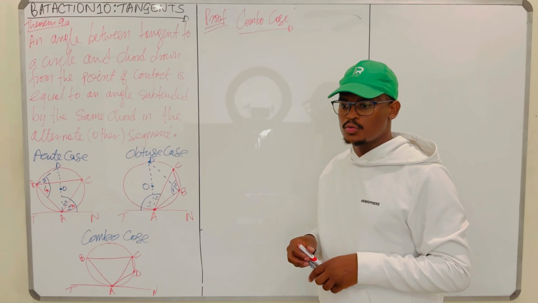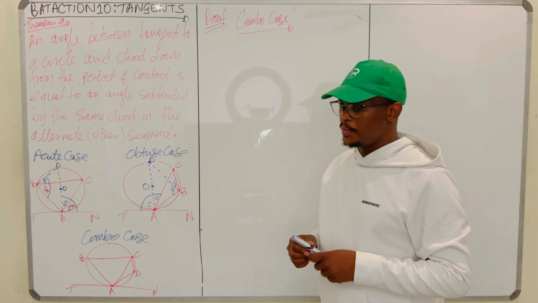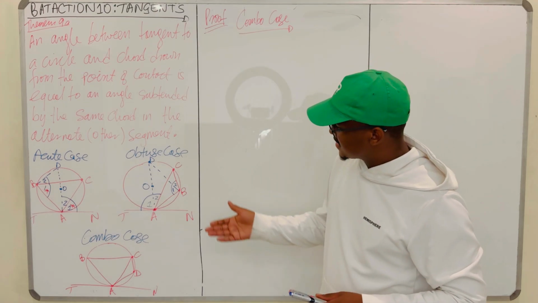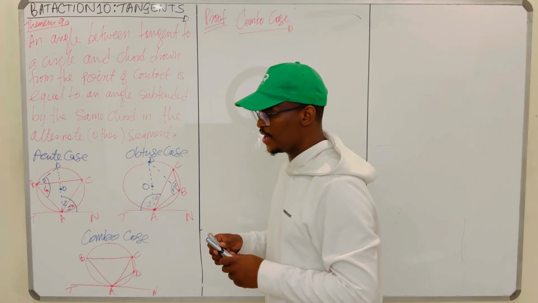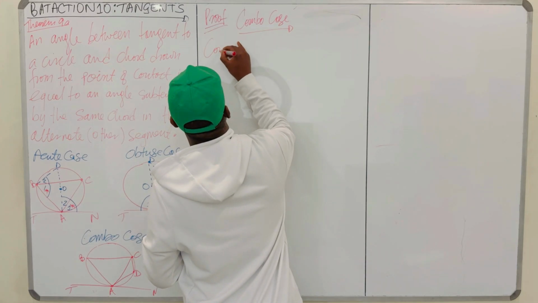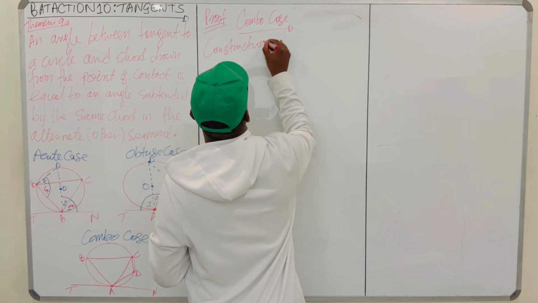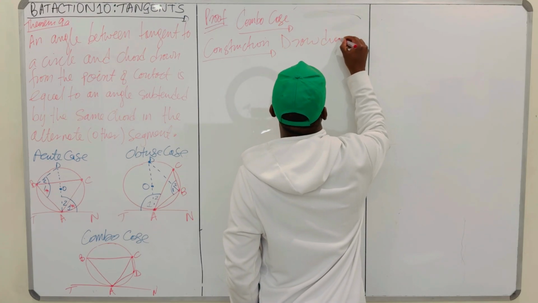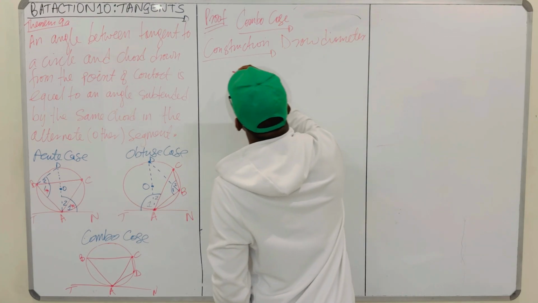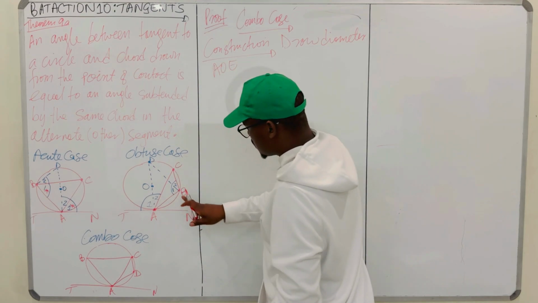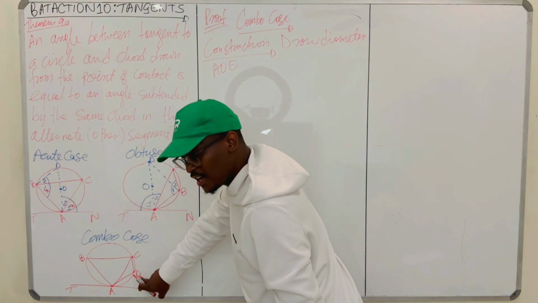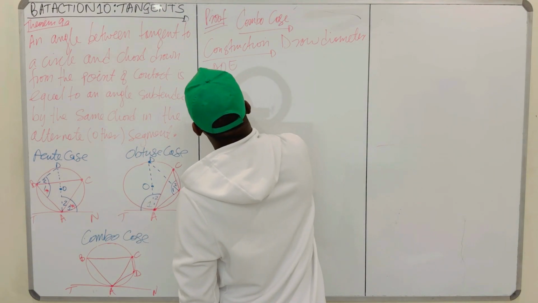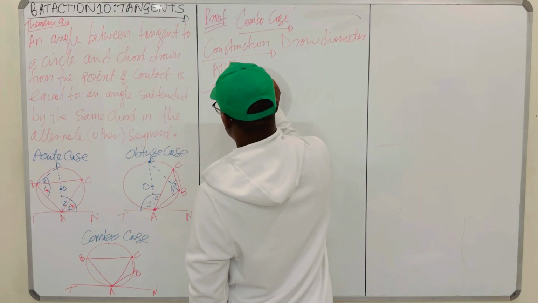Okay, so now we're going to do the combo case, which is this one. You do the same stuff that you did above. Are you with me? So, this is the construction. We'll draw a diameter first. It will be AOE, because the last letter is D here. So it's going to be AOE. Are you with me? Yes. Then the next thing we're going to join is DB.